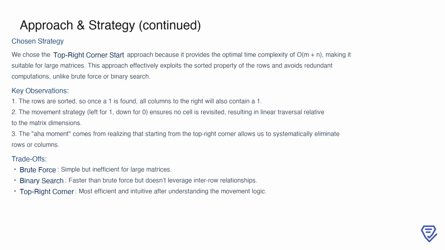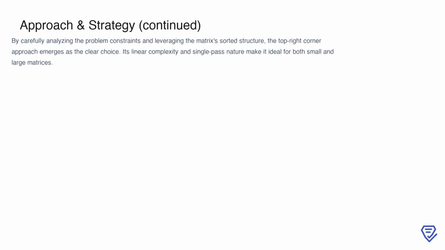When comparing the trade-offs, brute force is overly simplistic and inefficient, binary search improves row processing but misses inter-row relationships, and the top right corner approach strikes the perfect balance between logic and performance. By thoroughly analyzing the problem constraints and utilizing the sorted structure of the matrix, the top right corner approach clearly stands out as the optimal solution.